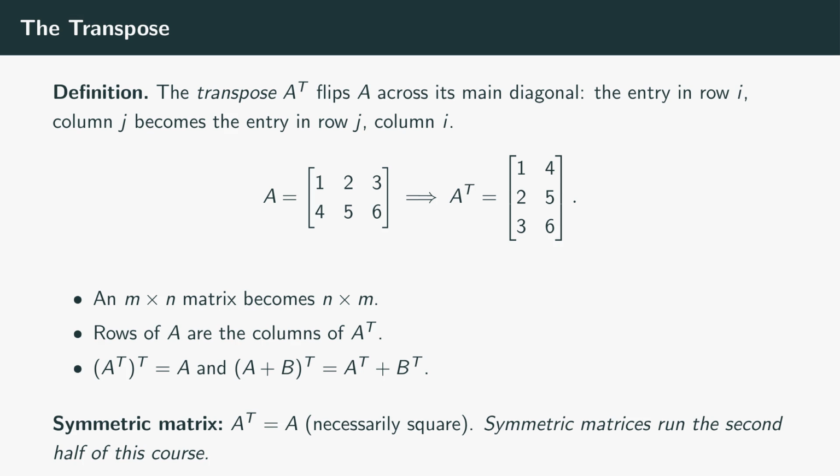A couple of clean facts. Transposing twice brings you back to where you started, so the transpose of A transpose is just A, and the transpose of a sum is the sum of the transposes. One special case deserves a name. If a matrix equals its own transpose, so that the entry in row i, column j, always matches the entry in row j, column i, we call it symmetric. Symmetric matrices must be square, and they turn out to be the best behaved matrices in all of linear algebra. They run the second half of this course when we reach eigenvalues and the spectral theorem.